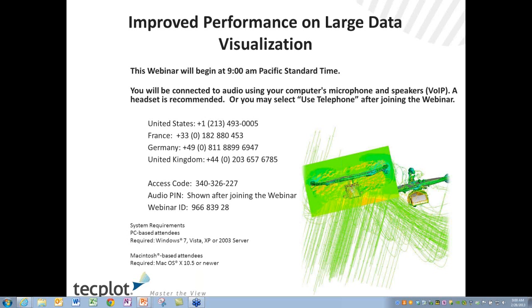Today we're going to be talking about some research we've been doing on improved performance for large data visualization. This discussion will be primarily broken up into a number of parts, and we'll get into that here in a second.